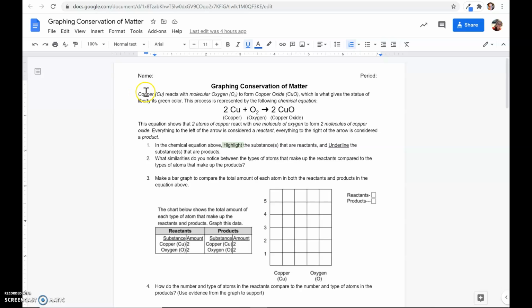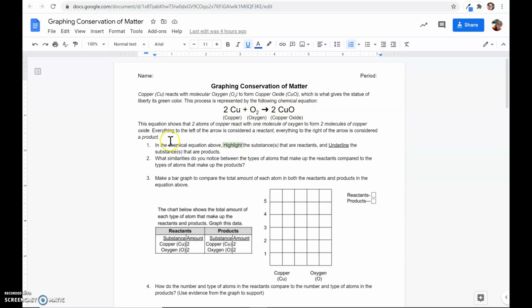Okay, so the first part says copper reacts with molecular oxygen to form copper oxide, which is what gives the Statue of Liberty its green color. This process is represented by the following chemical equation. This equation shows that two atoms of copper react with one molecule of oxygen to form two molecules of copper oxide. Everything to the left of the arrow is considered a reactant, and everything to the right is considered a product.